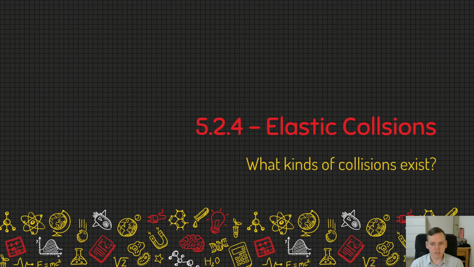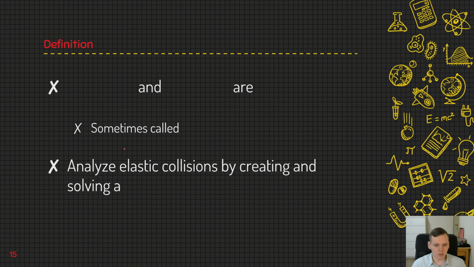Now we're going to start looking at some of these collisions that we can have, special cases. And the first is an elastic collision. An elastic collision is one where momentum and kinetic energy are both conserved. And sometimes you'll see this as perfectly elastic as opposed to just elastic. Perfectly elastic collision.